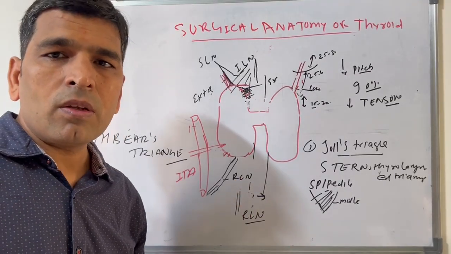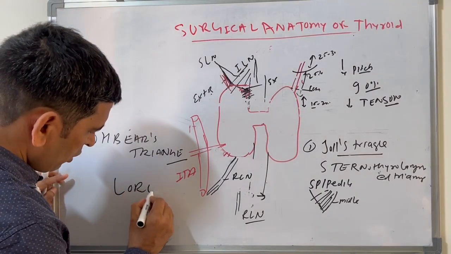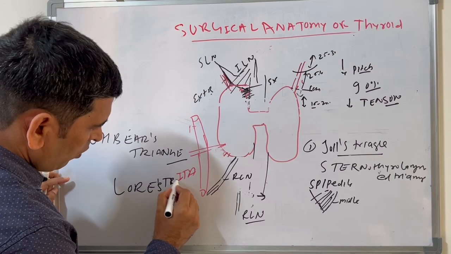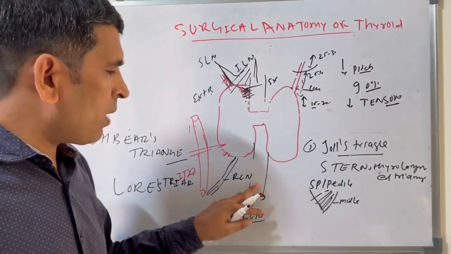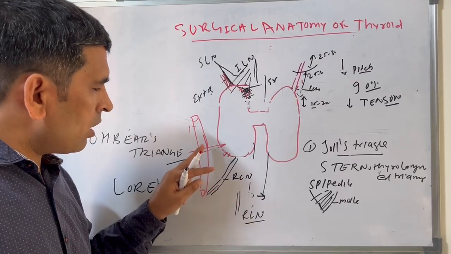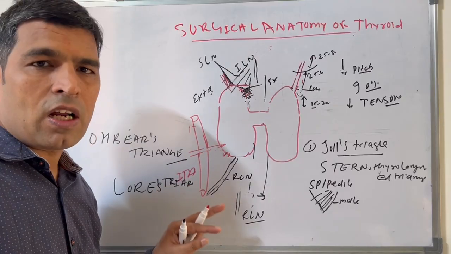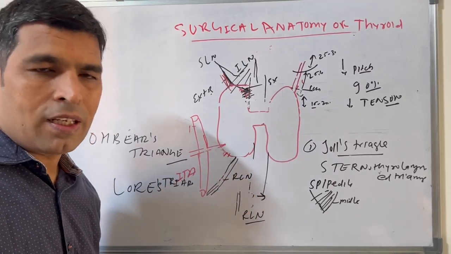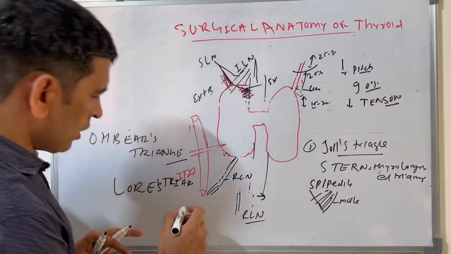Another triangle that I follow during surgery is Lowry's triangle. What is Lowry's triangle? Its midline is formed by the trachea or esophagus, laterally carotid, and this is the inferior thyroid artery. In between that, you can trace this recurrent laryngeal nerve. So this triangle is called Lowry's triangle.